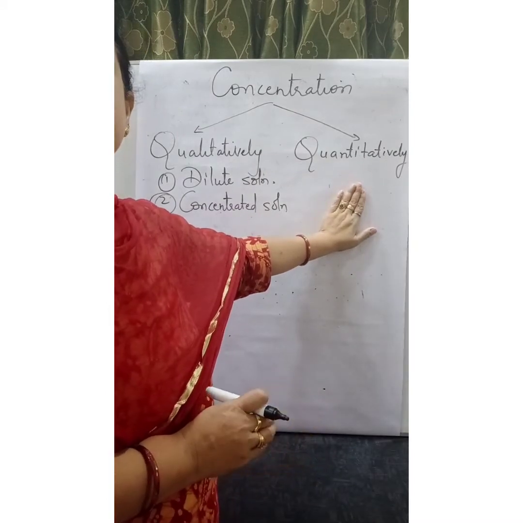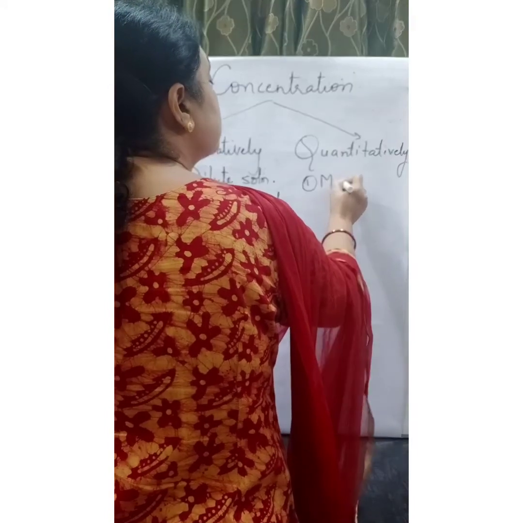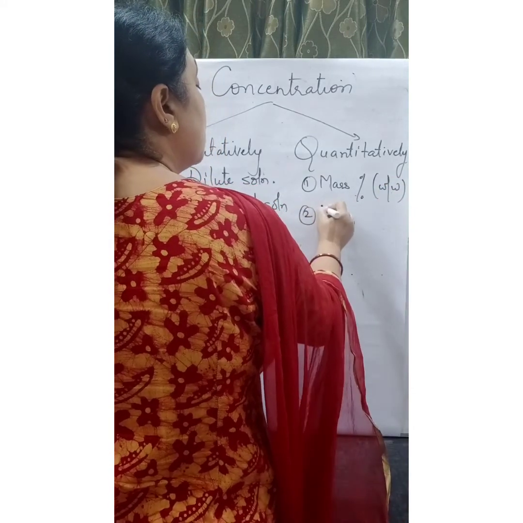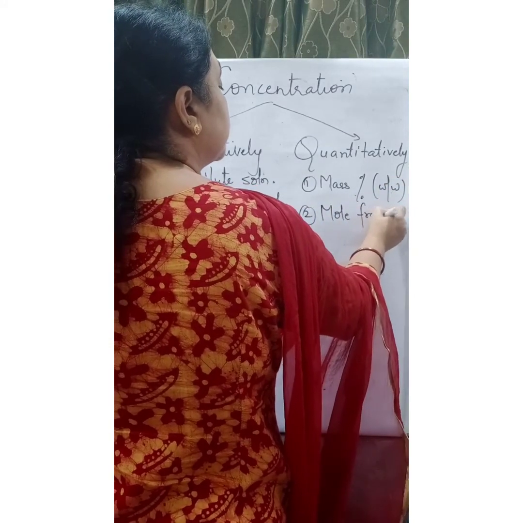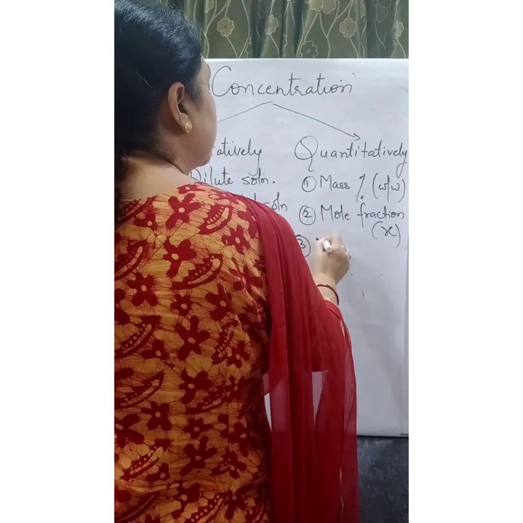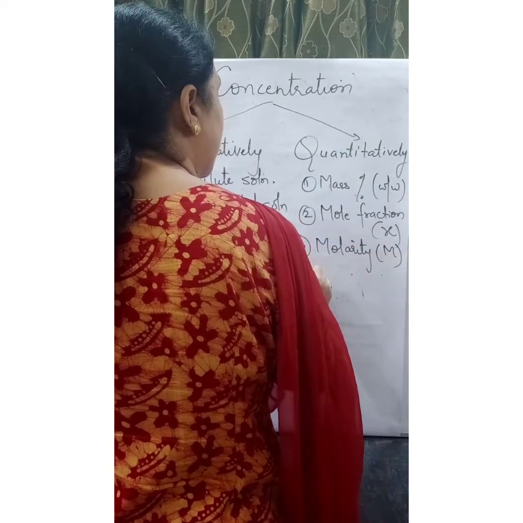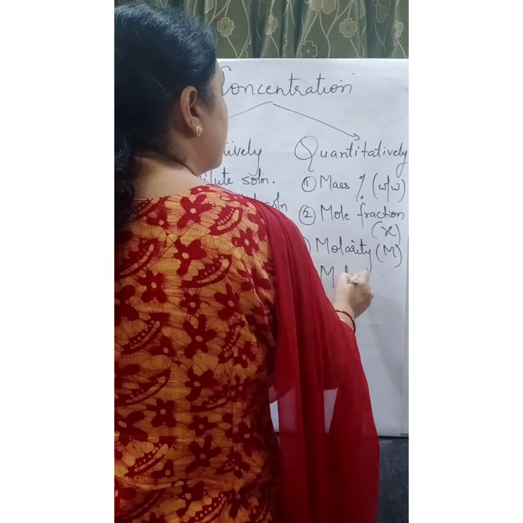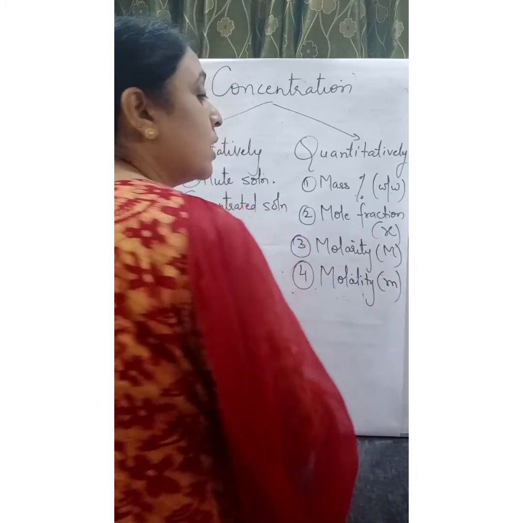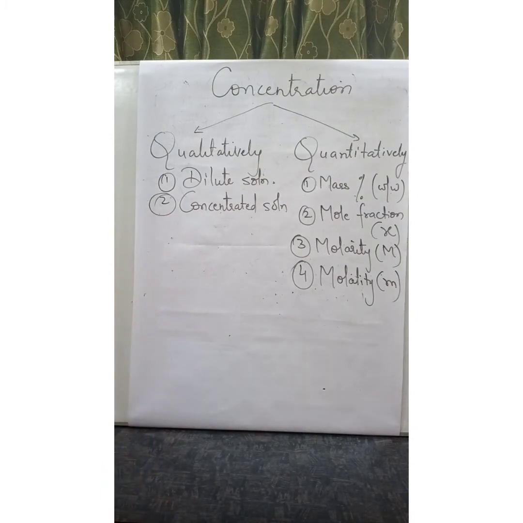Quantitatively, concentration can be expressed in four ways. Number 1, mass percentage denoted by W by W. Number 2, mole fraction, which is denoted by slanting X. Number 3 is molarity denoted by capital M, and number 4 is molality denoted by small m. Let us study this in detail with the help of formulas.